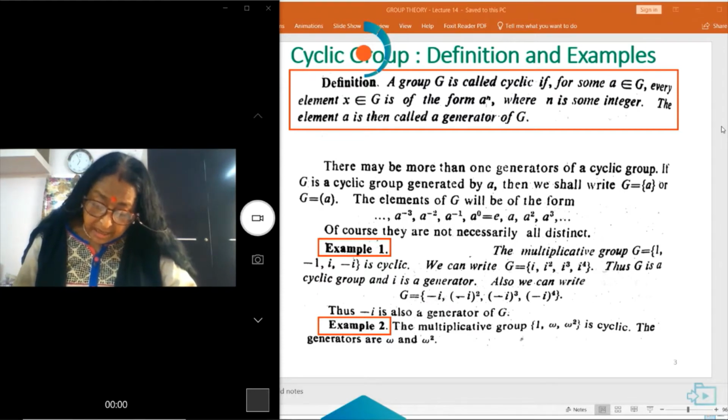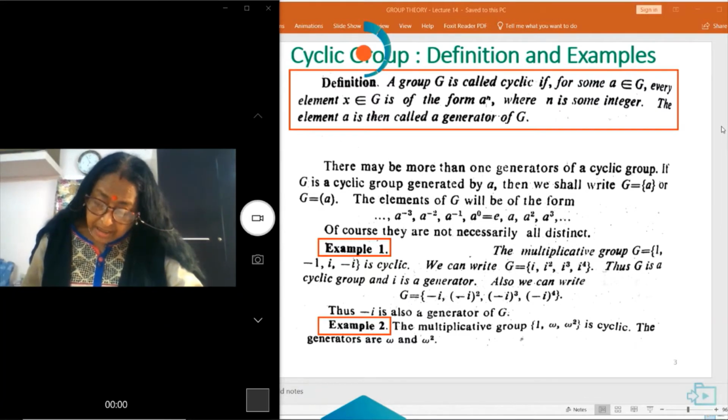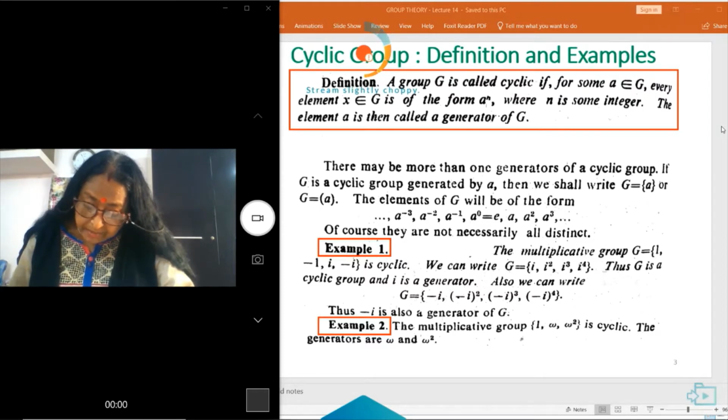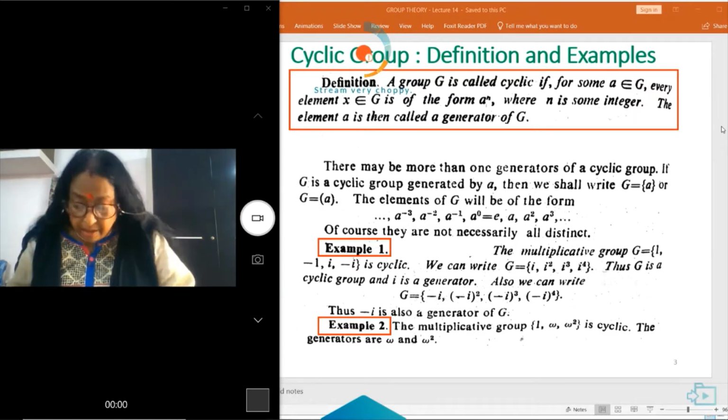If G is a cyclic group generated by a, then we shall write G is equal to the group generated by a. The elements of G will be of the form a to the power minus 1, a to the power minus 2, a to the power minus 3, up to a to the power 0, that is equal to e, a, a square, and a cube, if a is the generator. Of course, they are not necessarily all distinct.